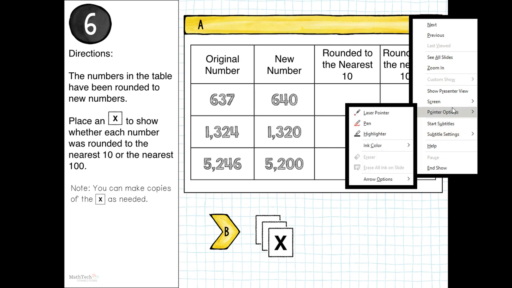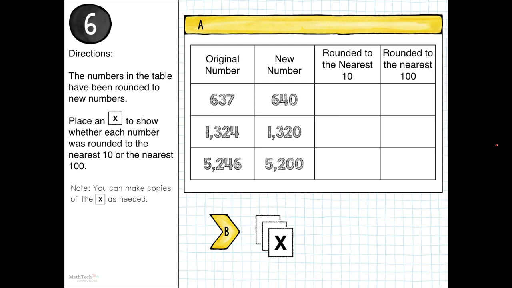We're going to continue on a couple more examples for the assignment for today. Number 6 says, the numbers in the table have been rounded to new numbers. Place an X to show whether each number was rounded to the nearest 10 or nearest 100. So I'm going to start by looking at the new number, and I'm going to circle the zeros. Then I'm going to underline the digit to the left.